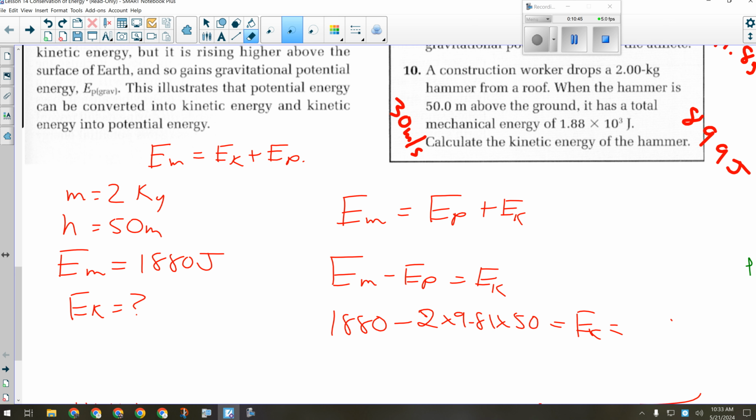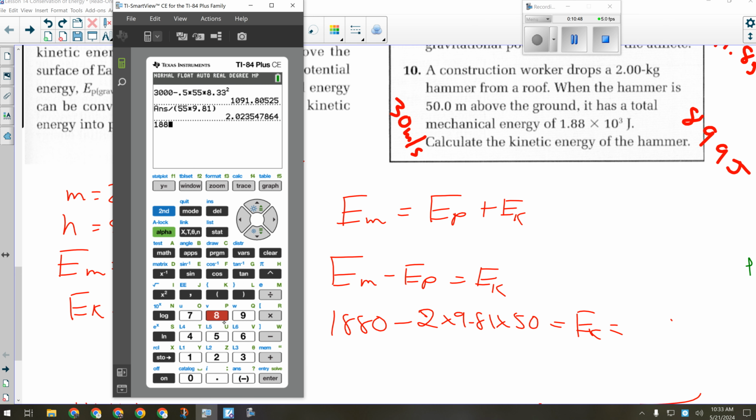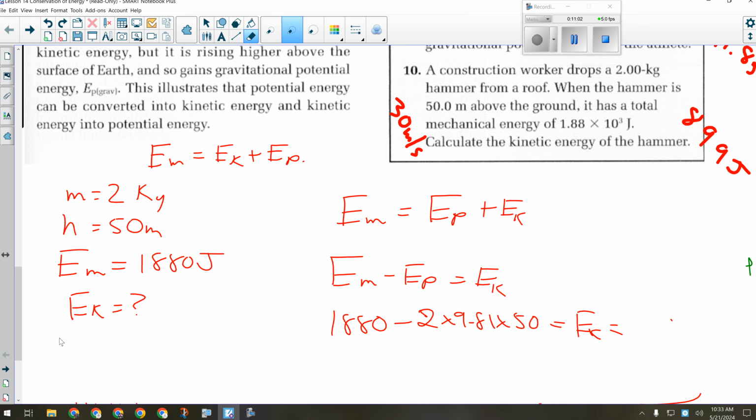And if I plug all that in correctly, 1,880 minus 2 times 9.81 times 50, 899 joules worth of kinetic energy. Okay, now, that is not how I would ask that question. What would I ask?